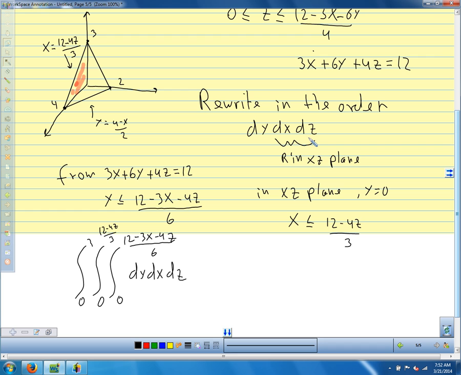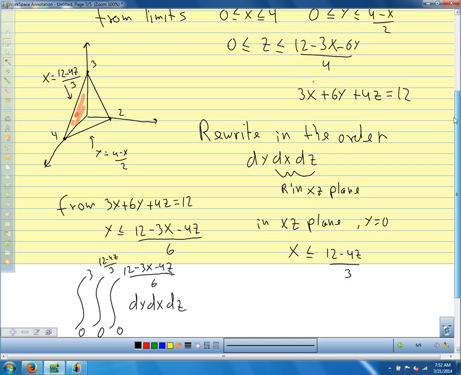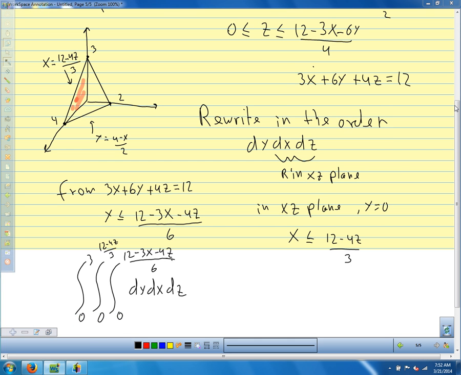So changing order of integration in triple integrals is a little more challenging. We have to think about the geometry of the situation a little more. Fortunately, for the most part, we can always set up our triple integrals in the order dz, dy, dx. And then we can think of that dy, dx as our region in the xy plane. The way we like to think about that. All right, questions there?